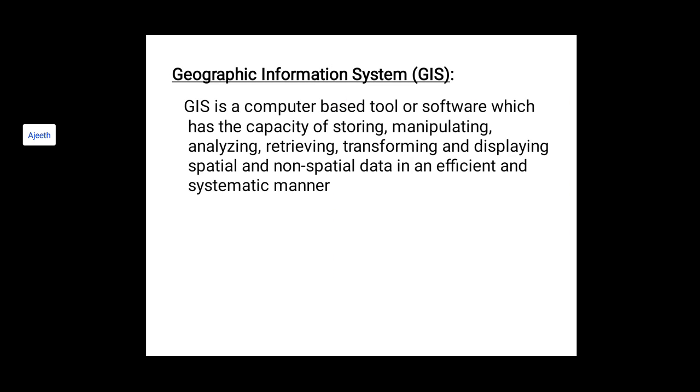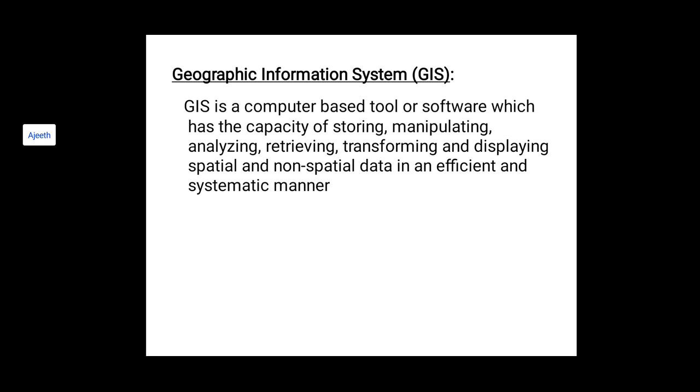Next is about GIS, that is Geographic Information System, right? So what do you mean by GIS? GIS is a computer based tool or software which has the capacity of storing, manipulating, analyzing and retrieving, transforming and displaying the spatial and non-spatial data in an efficient and systematic manner.